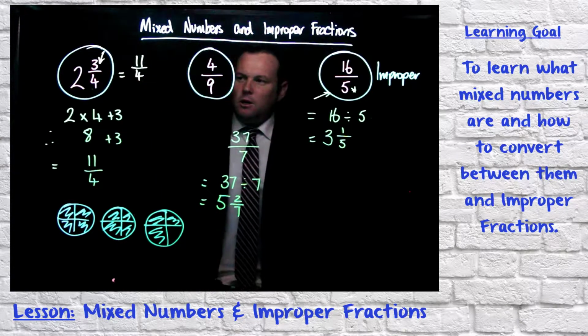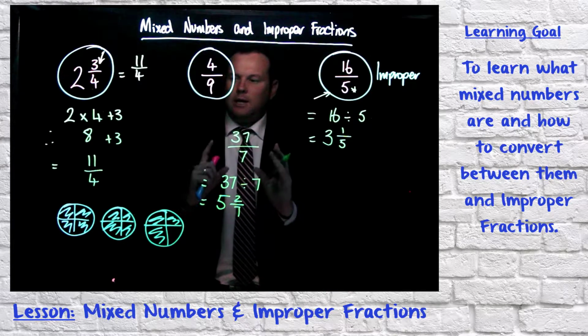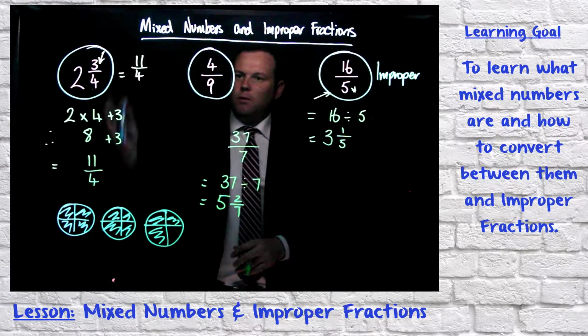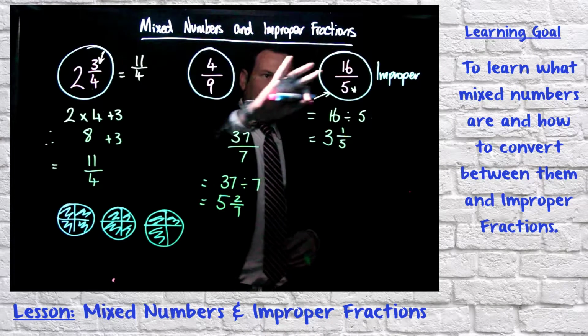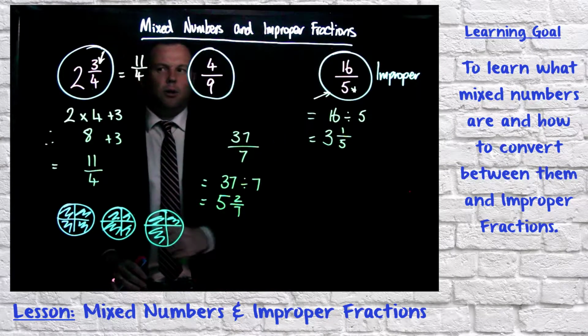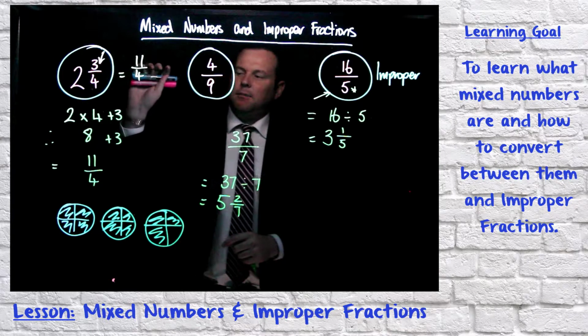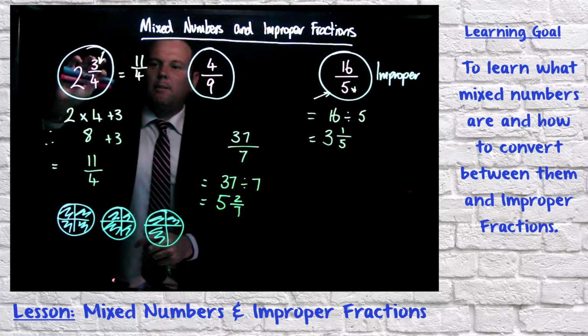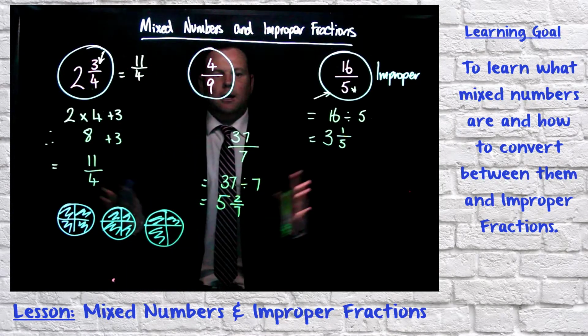Okay, so that is mixed numbers and improper fractions. Remember, if a numerator is bigger than a denominator, it makes it an improper fraction, and a mixed number is when we have a whole number and then a fraction. And that's that topic.